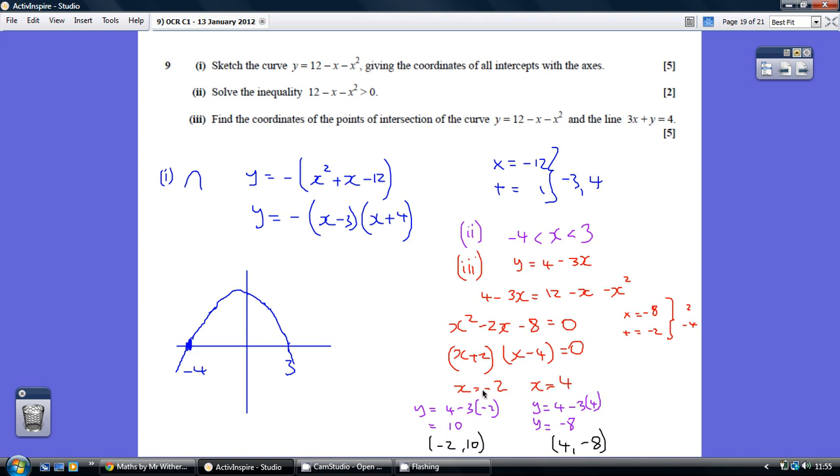And then substitute into either the line or the curve for the y values. I've just substituted into this where I've made y the subject, so substituting our known x values into this, we can see that y is 10 and y is minus 8. So the two coordinates are minus 2, 10 and 4, minus 8.